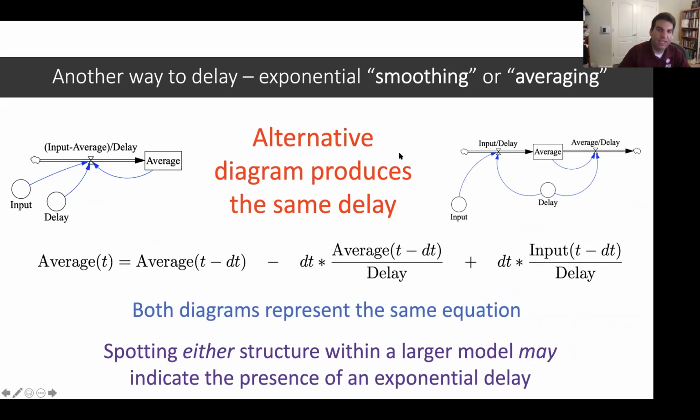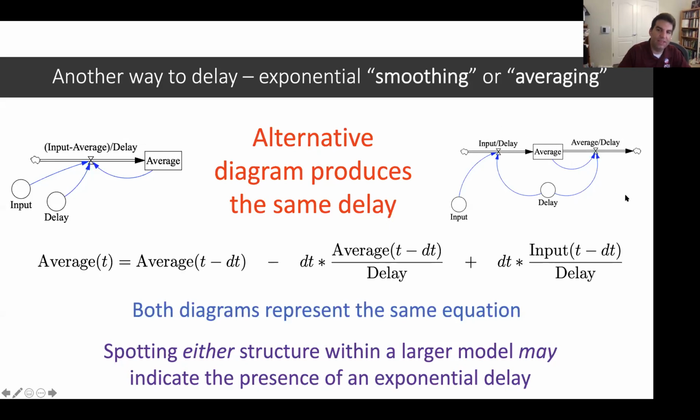We can alternatively take this exact same diagram over here on the left and draw it over here on the right. It's exactly the same dynamics, just drawn a slightly different way. This starts looking a little bit like that leaky toilet that I had you draw, with some minor modifications. All I've done is take the input minus average, and since it's a minus there, I turned it into an outflow. So now I have an inflow, which is input divided by delay, and an outflow, which is average divided by delay. But this diagram on the right produces the same output as the diagram on the left.